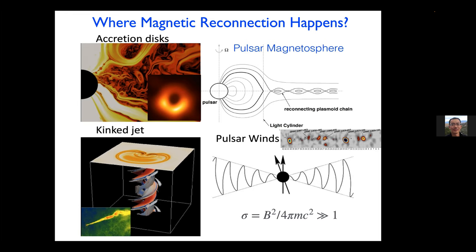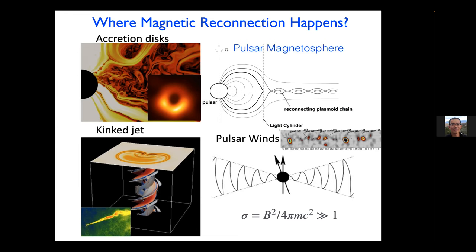This background also shows, on the upper left, a figure from Bart Ripperda, the global MHD simulation of the accretion disk. You sometimes see the formation of the current sheet, and in some regions you can see plasmoids generated, which indicates that maybe a strong hybridization process is happening.